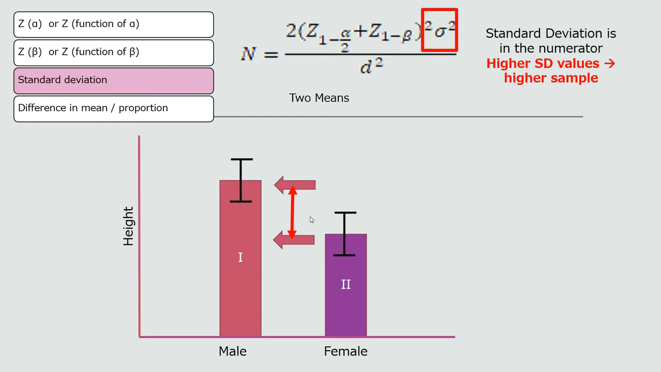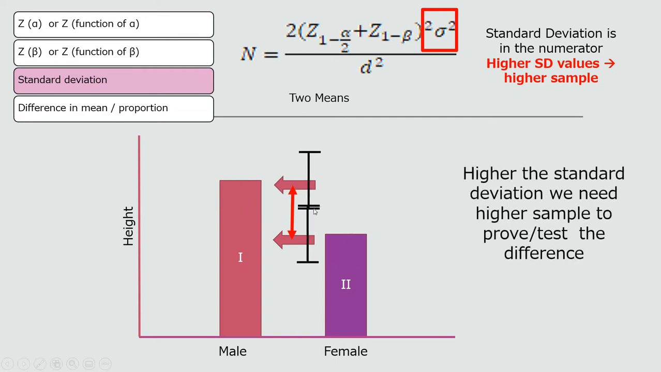Let's look at a slight modification of the same scenario. Let's increase the standard deviation. When you increase the standard deviation, you can see that the lowest value of the male and the highest value of the female height have an overlap that indicates that this may not be statistically significant. So what does this mean? The higher the standard deviation, the higher the sample size you need to prove the test difference. Thus, it is important for us to identify the standard deviation that you are expecting from the key articles or the pilot studies.